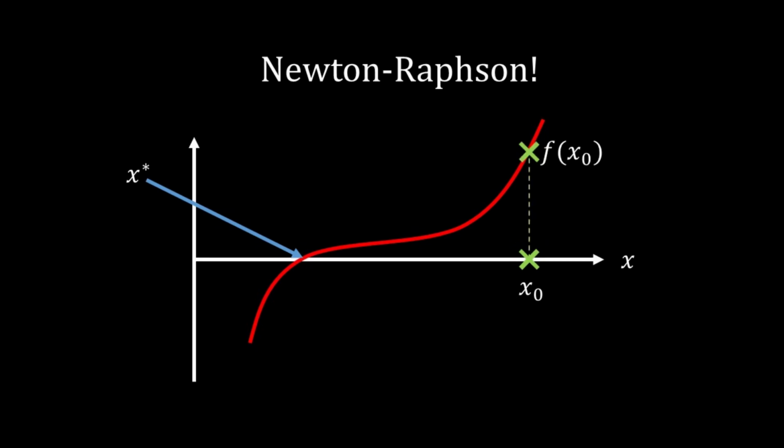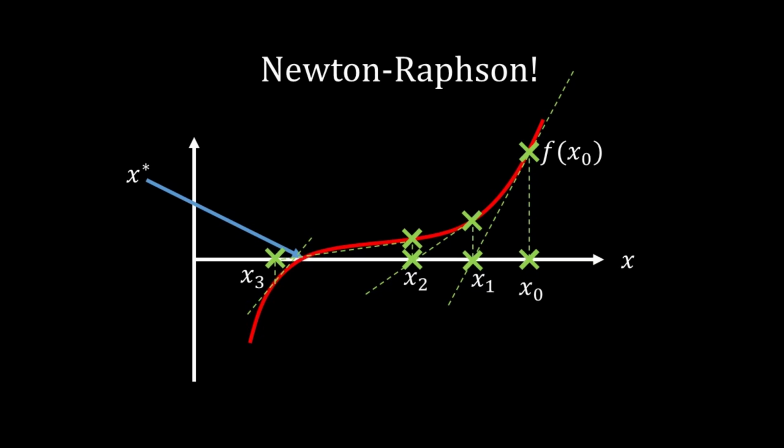Then we compute the value of f, and we perform a linear approximation of f at this point. This is the tangent line here. Then we obtain the zero crossing of this line instead. Hopefully, this will be a better guess of x star than our initial guess, so we perform the same procedure again, until we are close enough to the real solution.